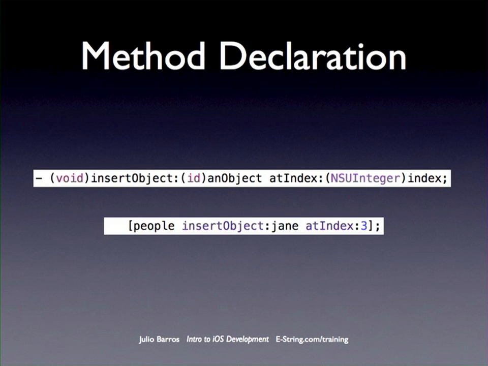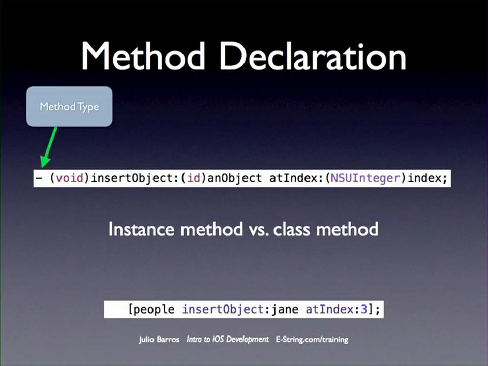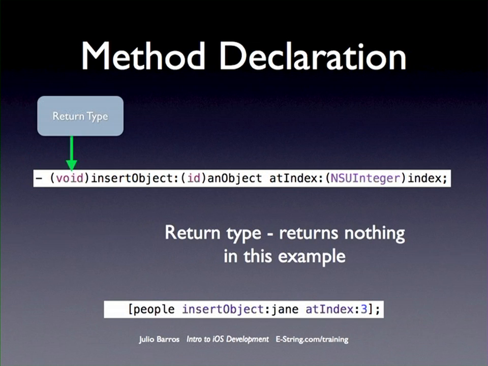By examining this method signature, we can tell what it expects. First, we see the minus sign. This means it's an instance method and not a class method, which would be a plus sign. This means we would invoke this method by sending a message to an instance and not to a class. Next is the return type. This method returns void, which means it returns nothing. If it returned an integer or other object, it would say int or have the class name there.